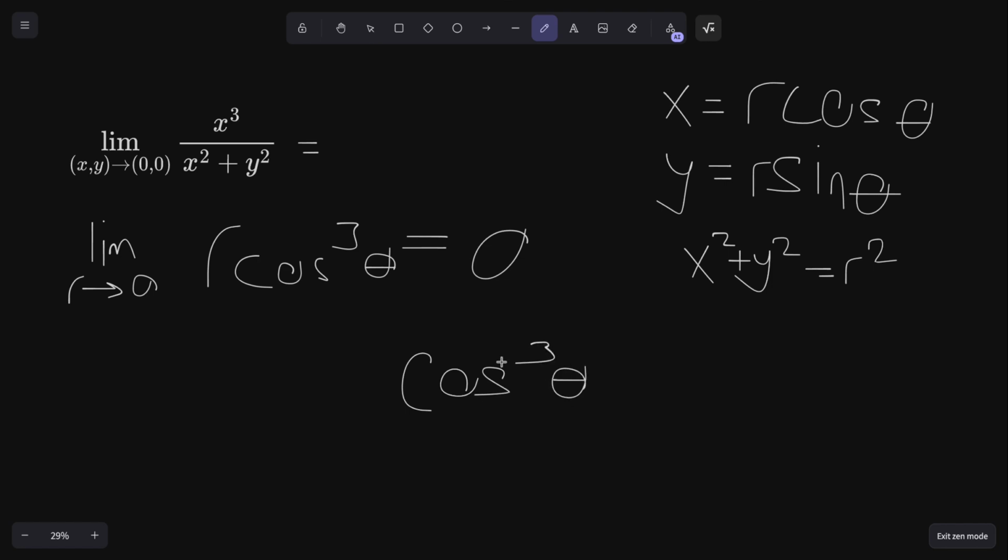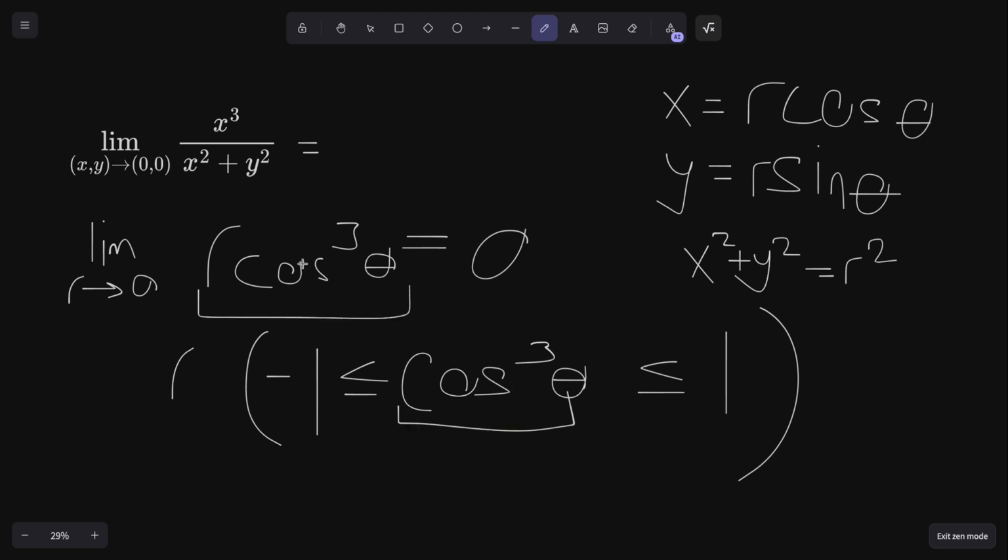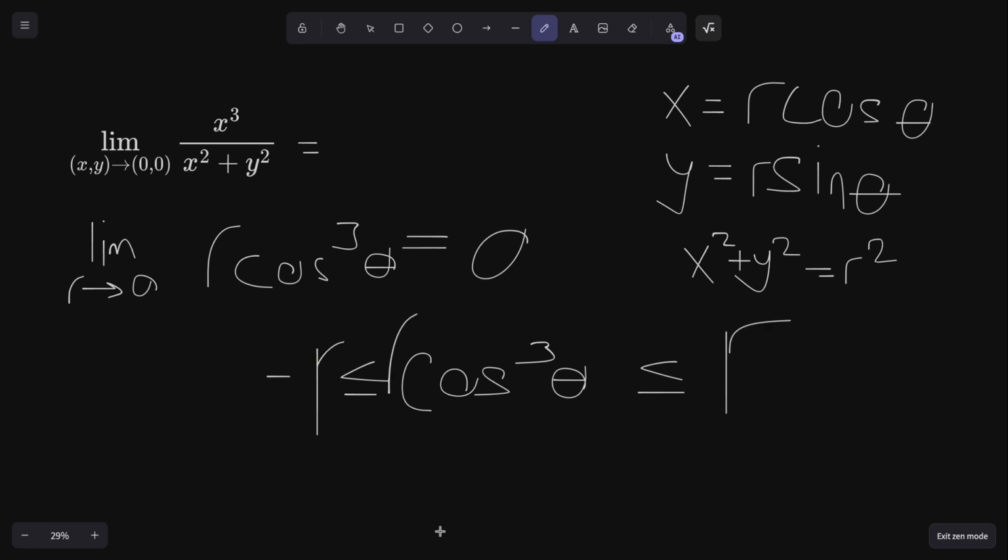So cosine of theta to the 3rd power is going to be in between 1 and -1. Because cosine of 0 is equal to 1, and 1 to the 3rd power is just 1. And cosine of 180 degrees, or cosine of pi, is equal to -1, so -1 to the 3rd power is just -1. Now let's multiply everything by r. The reason why I multiply by r is because I want this to look like the expression with the r. So now we have r's everywhere.